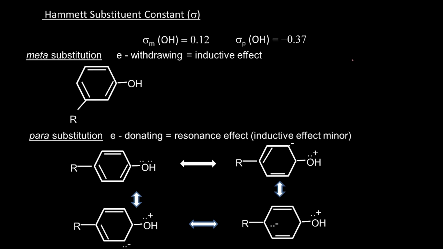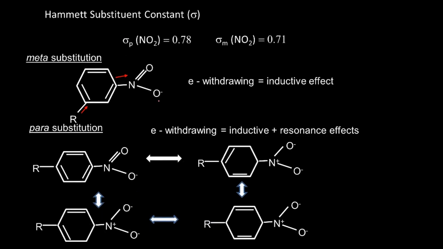When we have an OH type of group, compared with NO2, sigma meta is 0.12 and para is minus 0.37. In meta there is only the inductive effect, which is electron withdrawing, whereas for an electron donating group the resonance effect is predominant and the inductive effect is minor. You can see how the double bond gets shifted, and you have the lone pairs here. So it's minus 0.37. What does that mean? In para, the neutral form is more stable than the anion form. In the meta substitution, the neutral form is less stable than the anion form. Whereas in nitro, meta and para are almost the same.